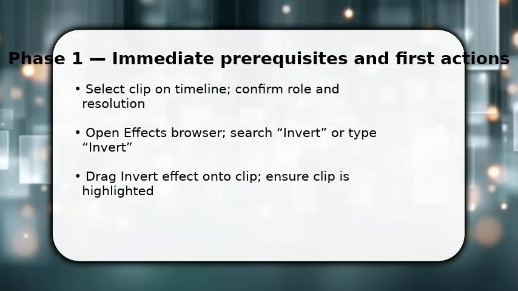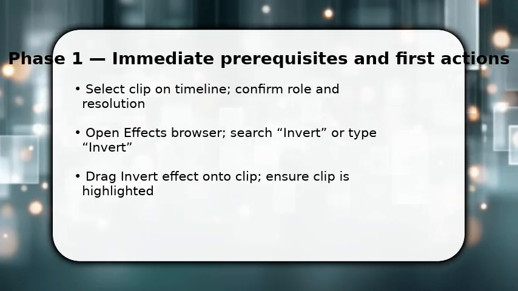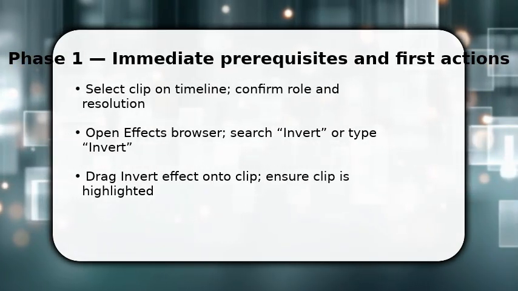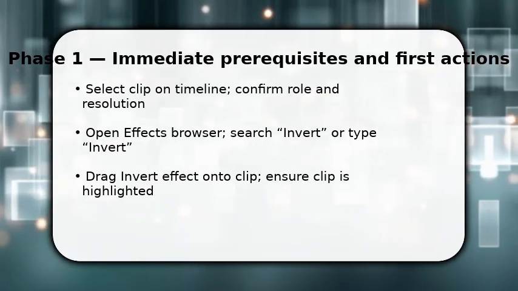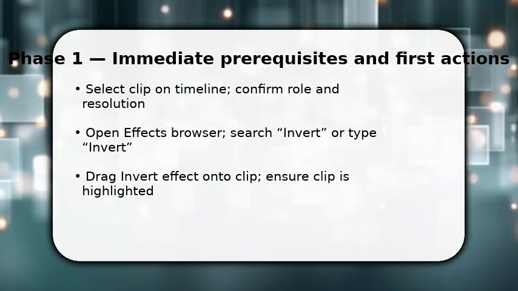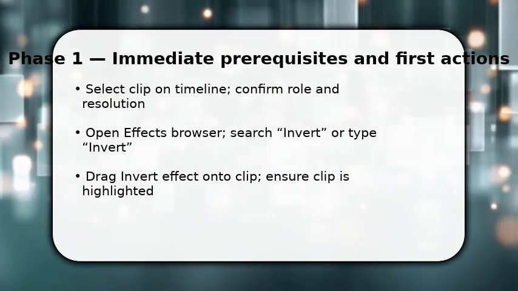You start by picking the clip you want to change. Make sure it's selected in the timeline so effects attach to it. Next, open the effects browser and type Invert to find the built-in invert filter. This is faster than scrolling. Drag the invert effect directly onto the clip.